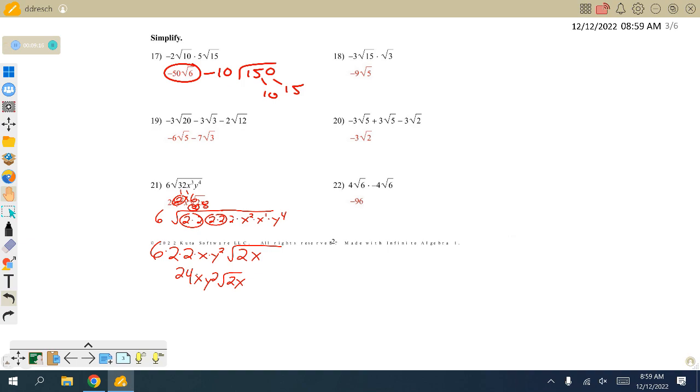So take the negative 3 square root 20 off to the side. See how that simplifies down first. Now, negative 3 root 20 eventually becomes negative 6 root 5. Negative 3 root 3 is already simplified. And negative 2 square root of 12 eventually becomes negative 4 root 3.